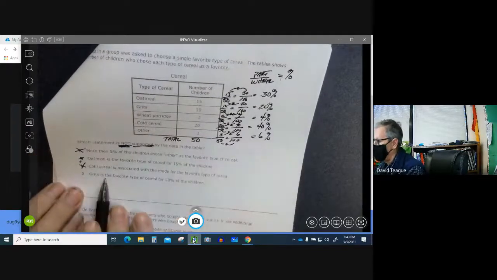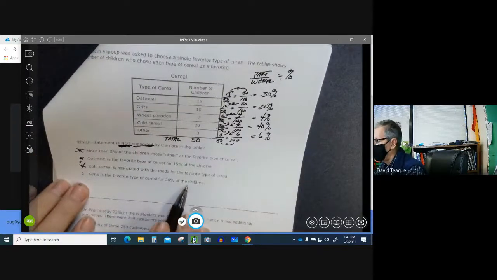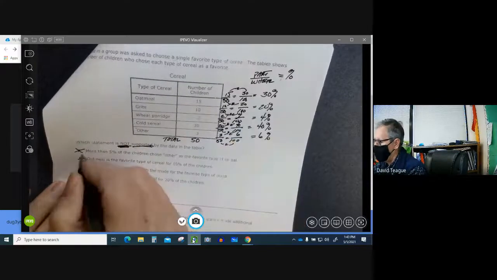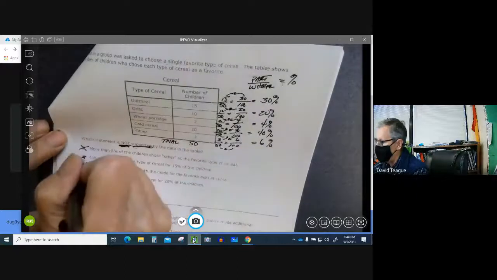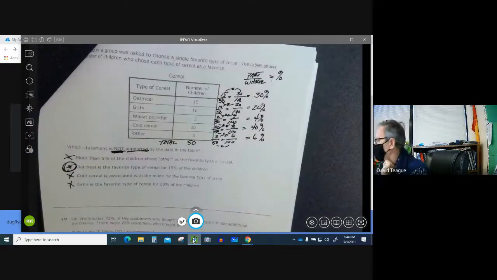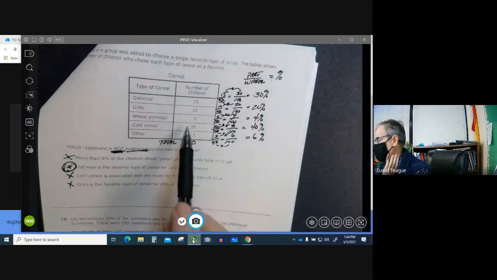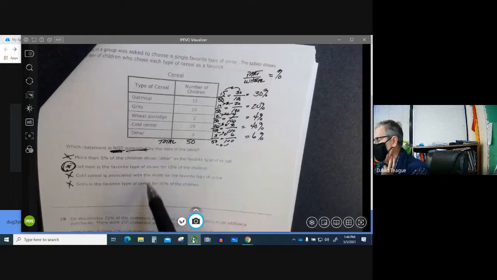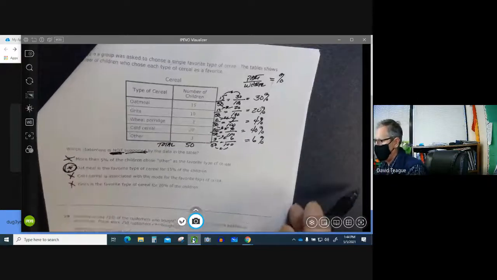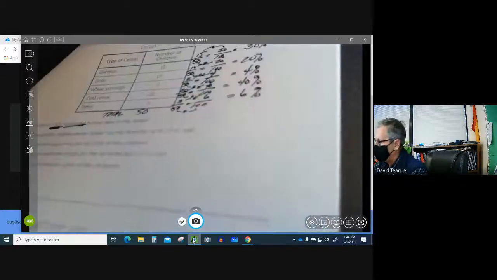So then it says grits is the favorite type of cereal for 20% of the children. And it is 20%. So that is supported. So the answer that is not supported by the data is G. That's a tricky one. If you first have to convert it to percent, then you have to read your statements and compare it to your data. Okay, so that was 28. Okay, let's go to 16.